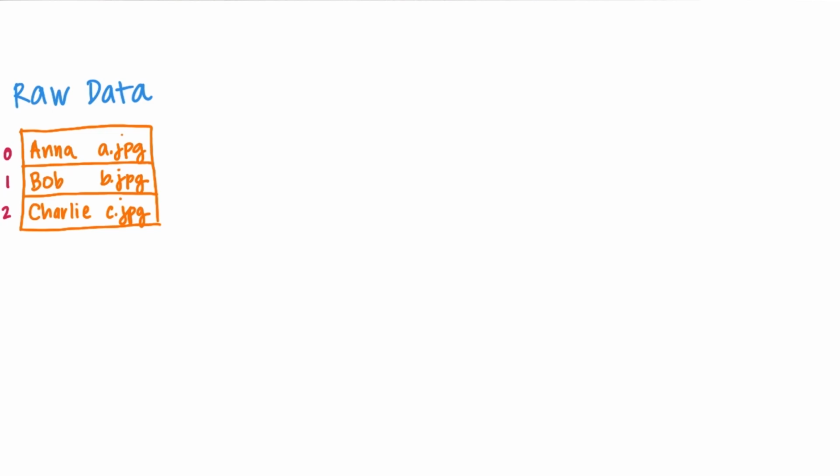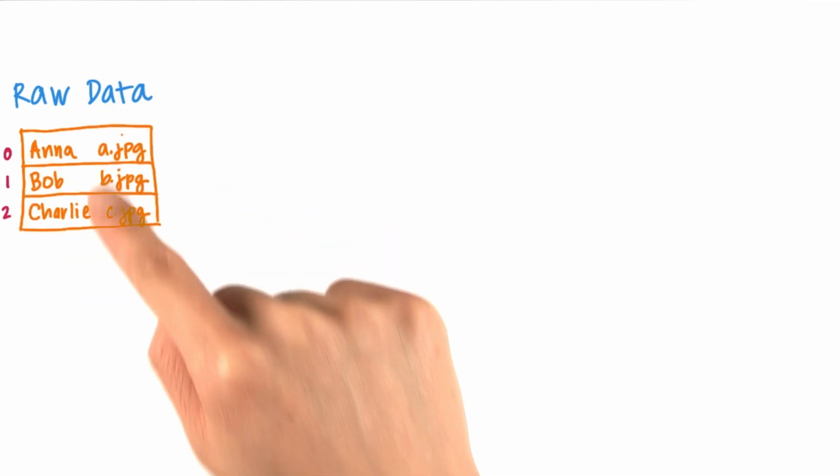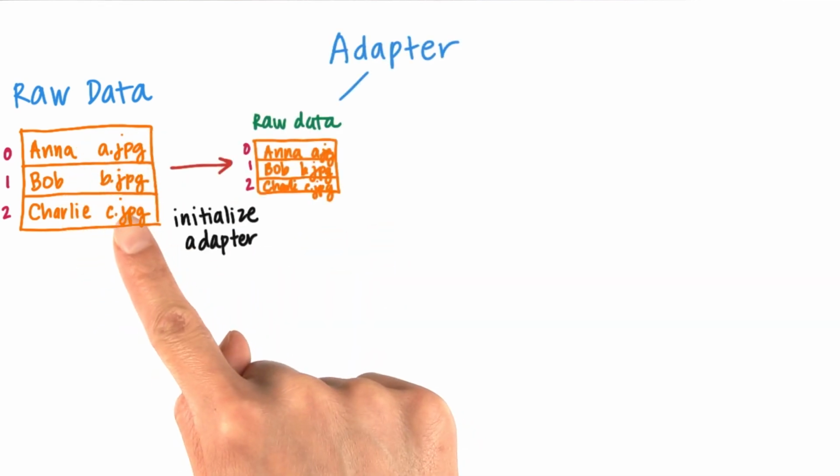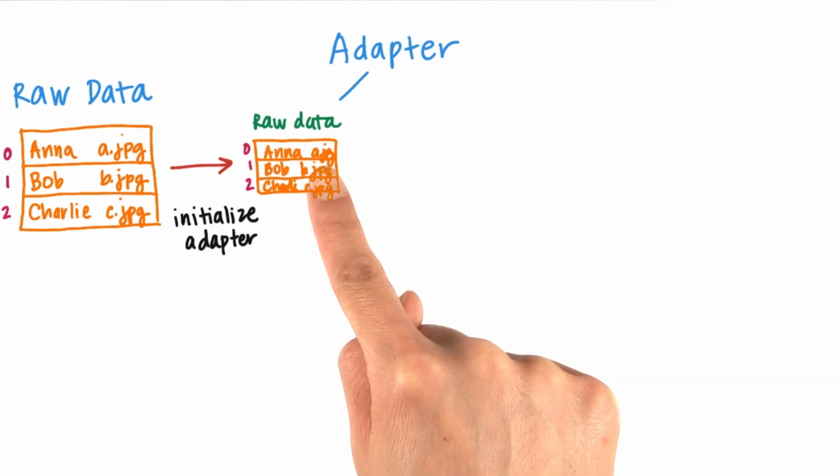Given some sample data, how do we populate a list view? Let's look at an example of some contact data and how it can be displayed in a list. We start with our raw data of contacts, which is 3 contacts as well as their profile images. Then we pass this data into the adapter so it has a reference to it.